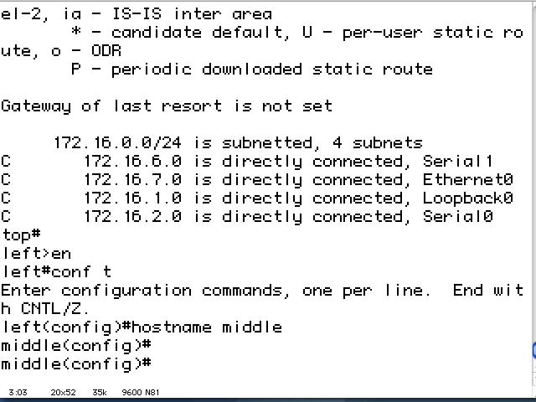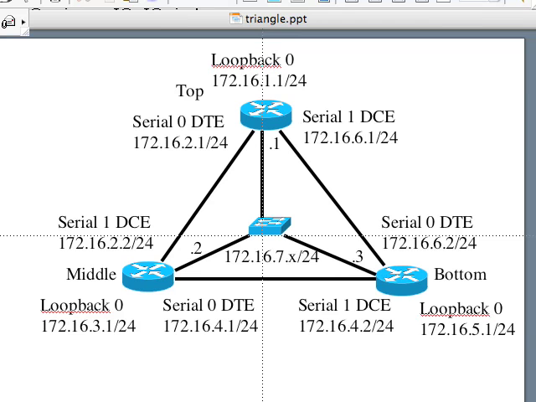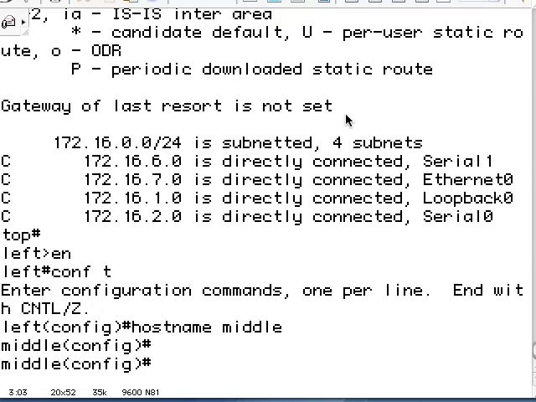I'm going to change the host name to middle because that's what my diagram says. That's one of the other things. If your documentation does not match reality, maybe you should think about correcting reality to match the documentation, because the documentation is the way you meant it to be, right? Okay, sorry, just a different way of thinking about things.